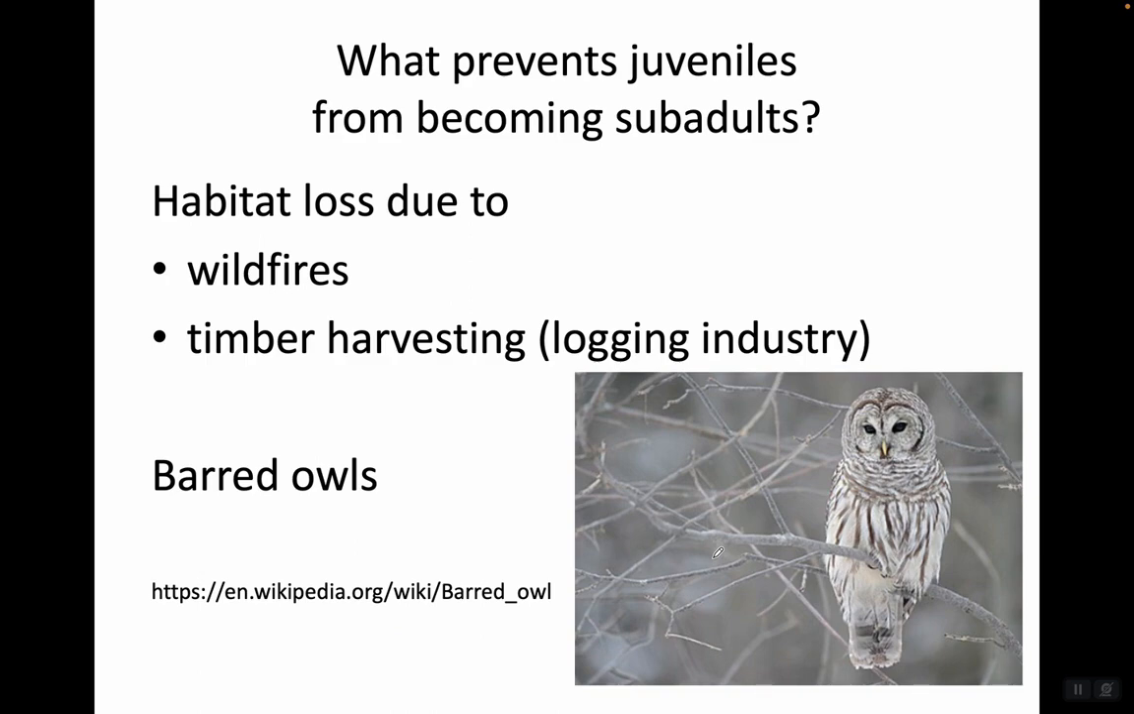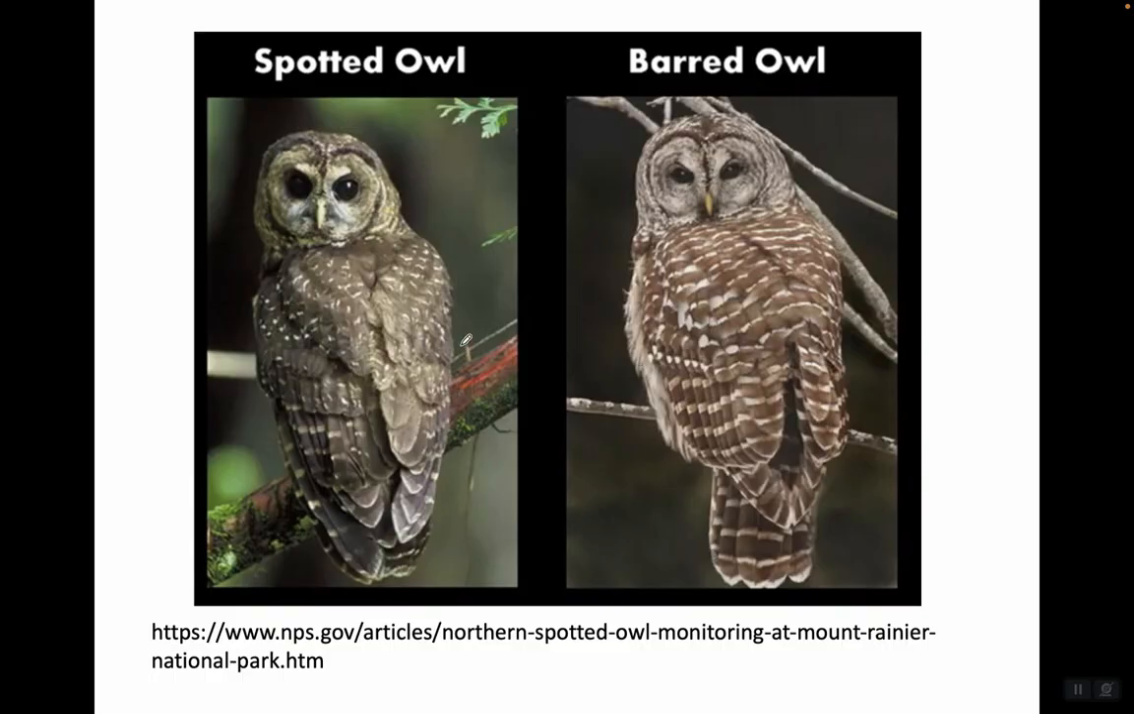What prevents juveniles from becoming subadults? Habitat loss due to wildfires, also due to timber harvesting, the logging industry. They love those old growth forests. And barred owls, another owl that's competition for the northern spotted owl. Spotted owls are smaller and less aggressive than barred owls, their aggressive and larger cousin.